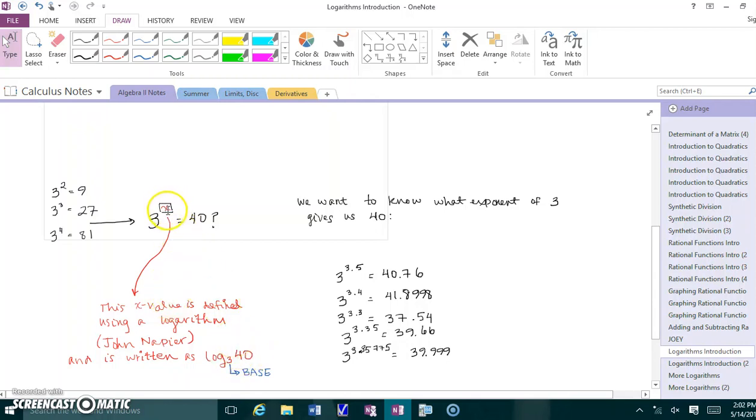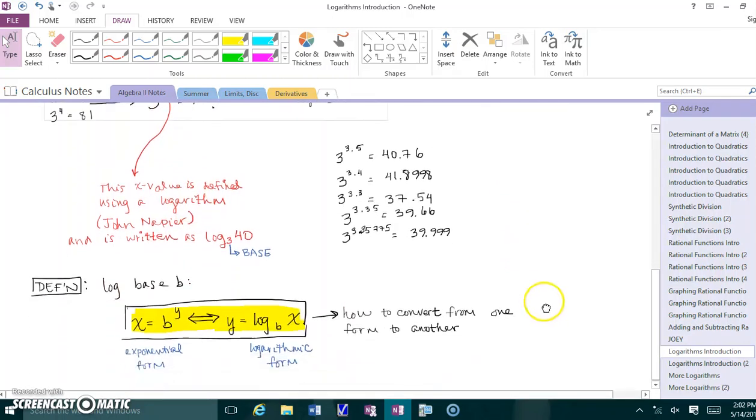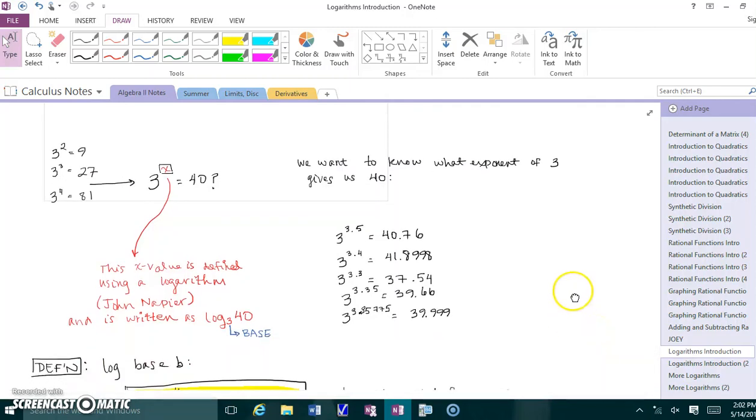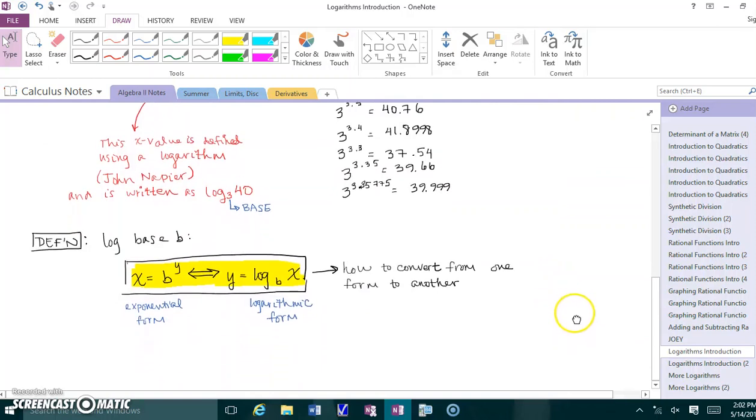So notice an exponent is defined with a logarithm. So exponents are really just logarithms. Don't make it harder than it is. Some people make it more complicated because they don't like the notation and it's new and they're uncomfortable with it. Just keep in mind logarithms are exponents.